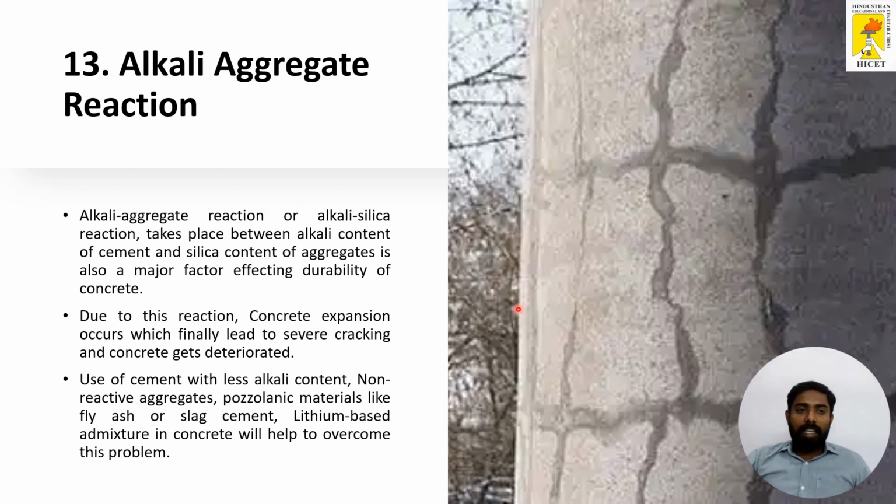Next one is the alkali aggregate reaction. Alkali aggregate reaction, or alkali silica reaction, takes place between the alkali content of the cement and the silica content of the aggregate. It is also a major factor affecting the durability of concrete. Due to this reaction, concrete expansion occurs, finally leading to severe cracking, and the concrete deteriorates. The use of cement with less alkali content, non-reactive aggregates, pozzolanic materials like fly ash or slag cement, and lithium based admixtures in concrete will help to overcome this problem.